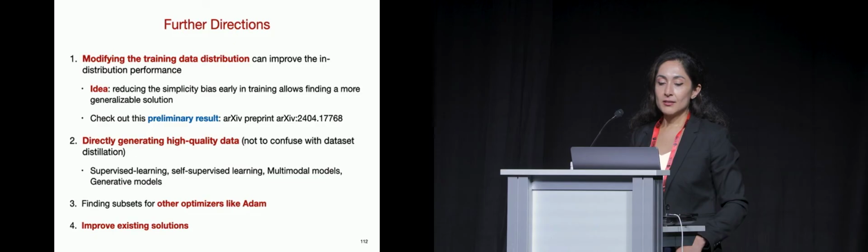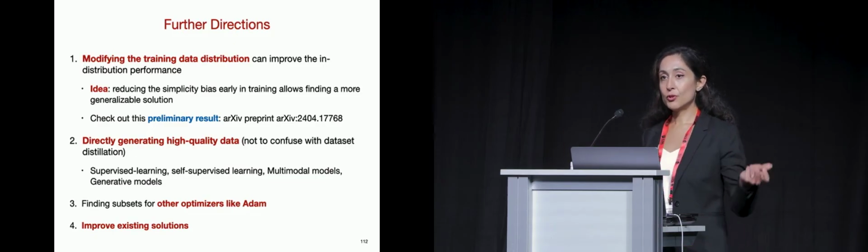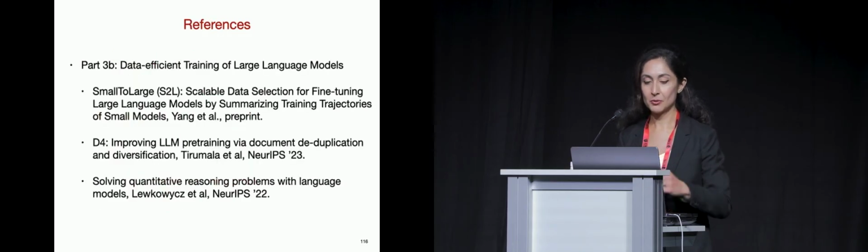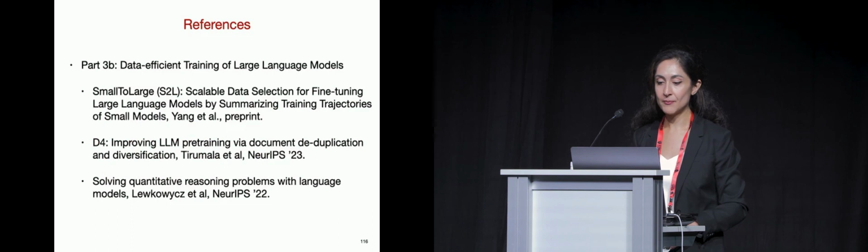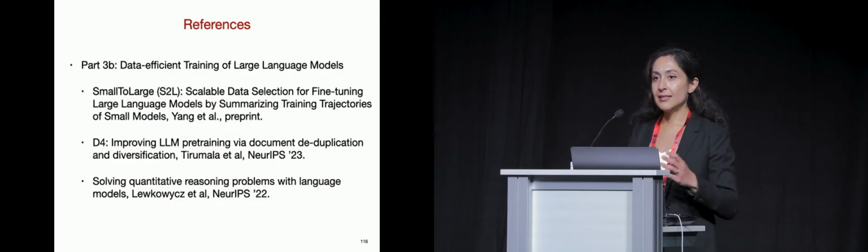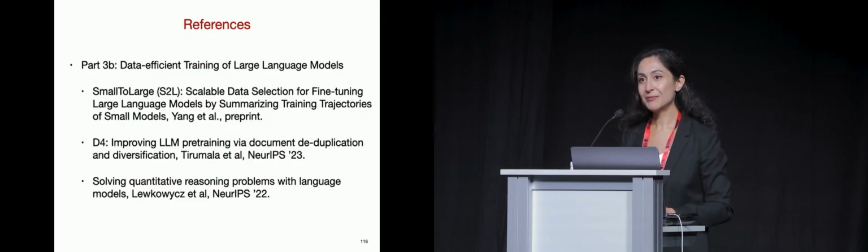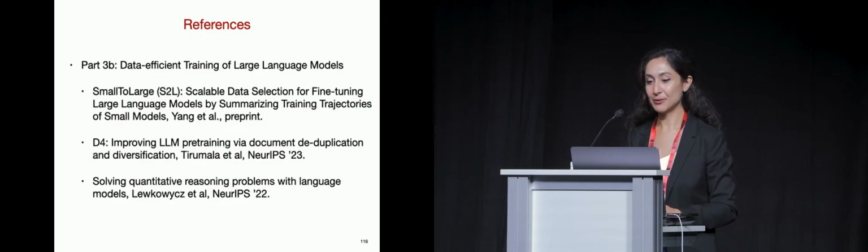Can we find subsets that guarantee the performance for other optimizers? For example, for LLMs, we usually train with Adam, and so far the guarantees are for SGD only. So this might be nice to explore as well. And obviously, improving the existing methods. For a lot of the methods, like self-supervised learning, CLIP, and LLMs, there is a lot of room to improve these solutions, and I'm hoping that many of us keep working on these methods and improve them further.